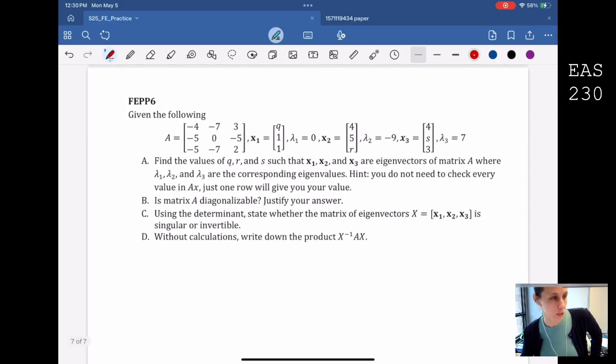Okay, last problem. Problem number 6. So eigenvectors and eigenvalues and all that fun stuff. So I have one matrix. I have 3 eigenvectors and 3 eigenvalues. Woohoo! Makes my life a little easier.